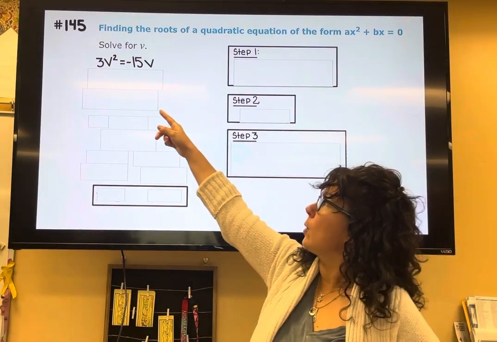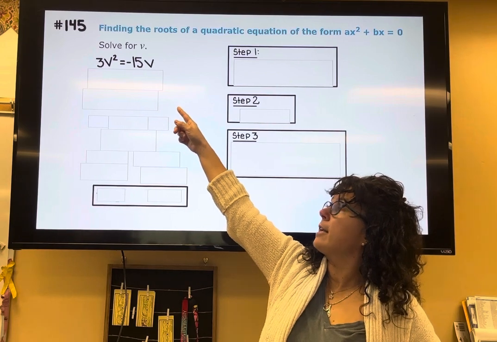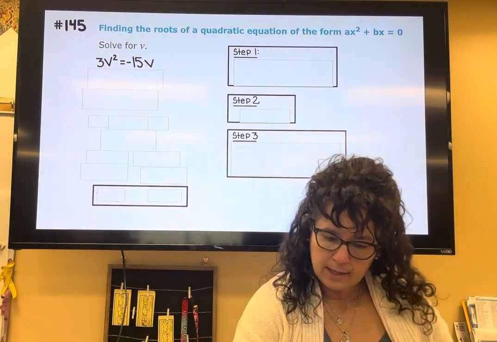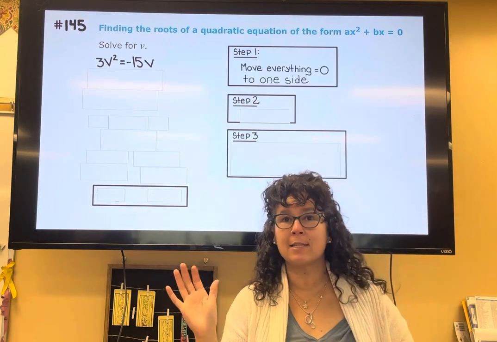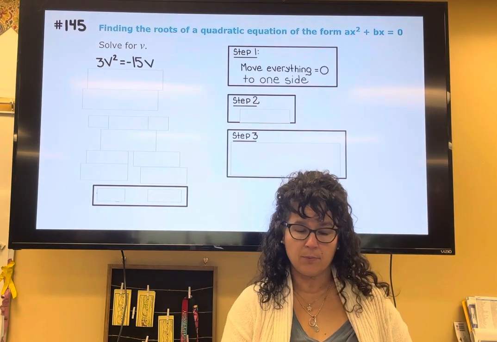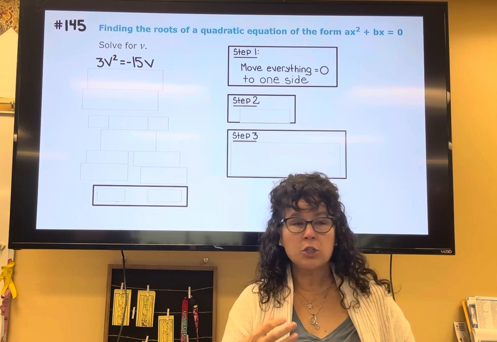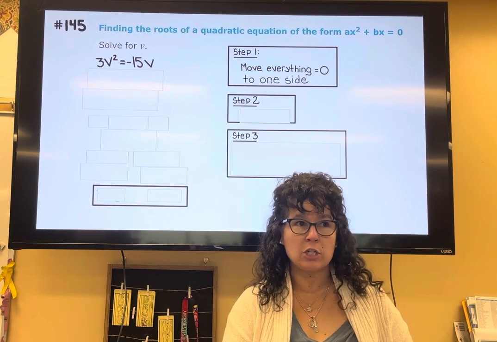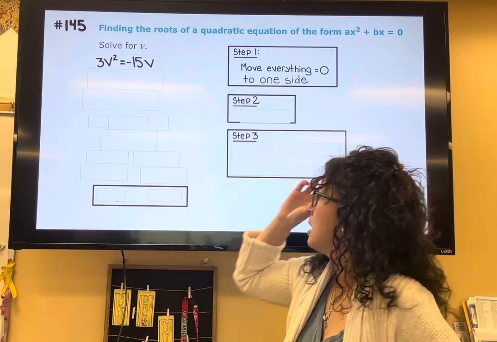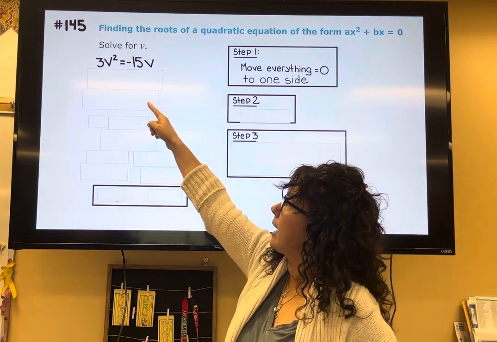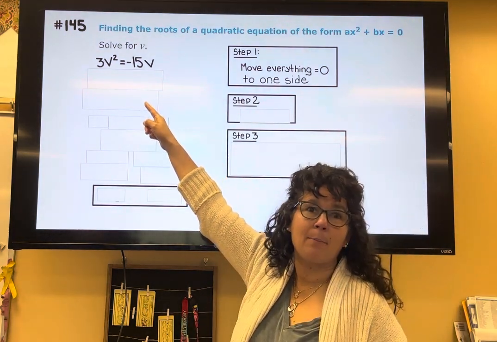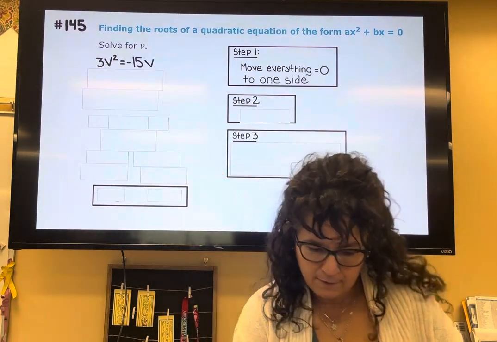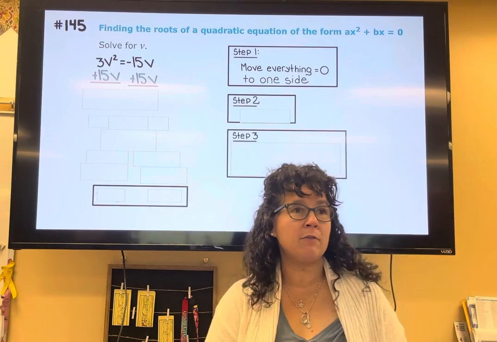Our original equation here is 3v squared equals negative 15v. Step 1 is to move all the terms to the same side equal to 0. I know that ultimately I'm going to factor, so I would really like my leading coefficient to be positive. So 3v squared, I would really like the 3 to stay positive. So I'm going to move over the minus 15v by adding 15v.